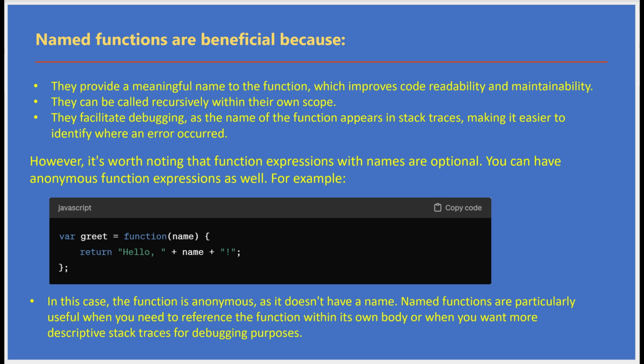You can have anonymous function expressions. For example, var greet = function(name). Here, the function is anonymous as it doesn't have a name. Named functions come in handy when you need to reference the function within its own body, or when you want more descriptive stack traces for debugging purposes.